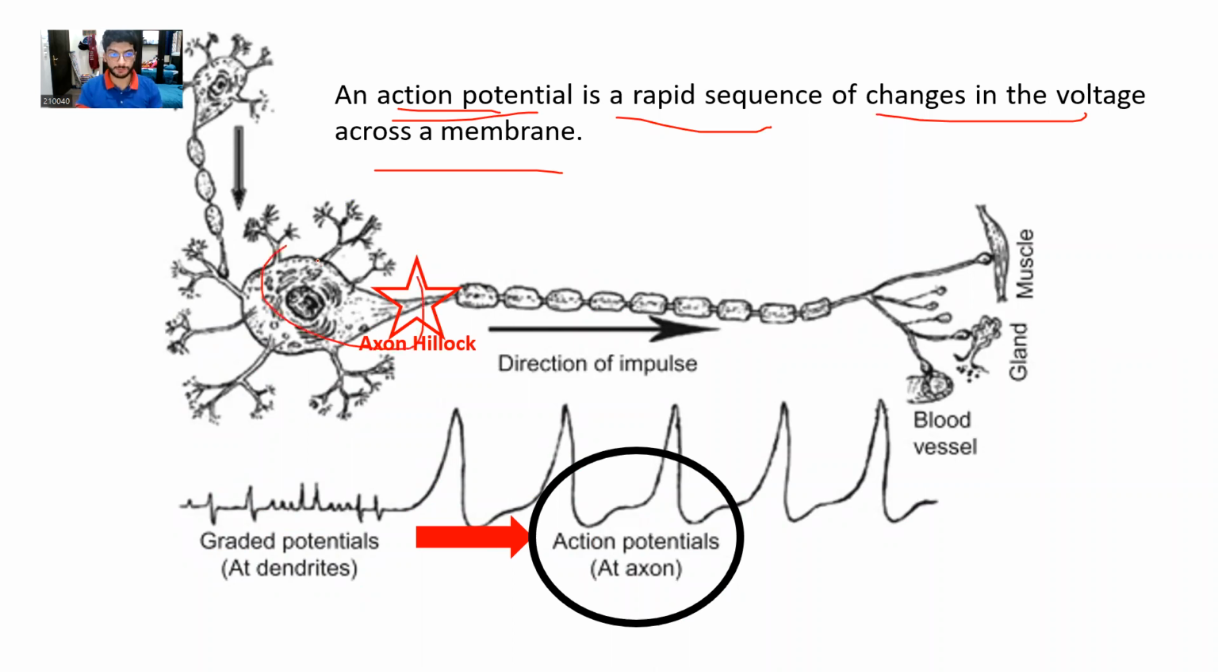Over here, an action potential is a rapid sequence of changes in the voltage. So things change quickly over here. Things come in, things come out, and this generates an action potential. We'll discuss it in just a second.